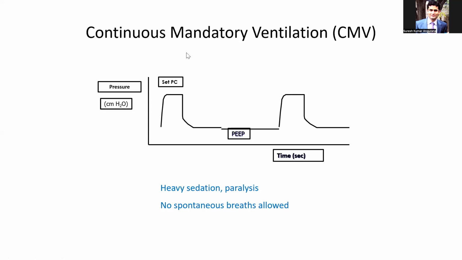So this is continuous mandatory ventilation. This is a pressure time scalar. You can see that there is no trigger. The work is done by the ventilator. The ventilator is triggering and the ventilator is cycling. So there are no patient efforts, and the patient used to be heavily sedated, paralyzed, and no spontaneous breathing was allowed. It is not used these days because this is not a physiological mode of ventilation.